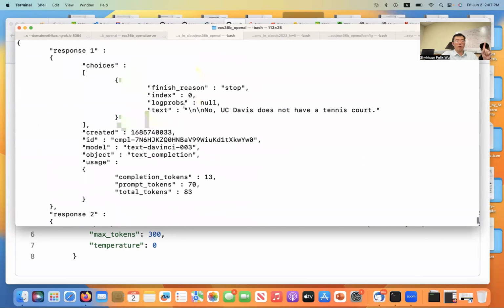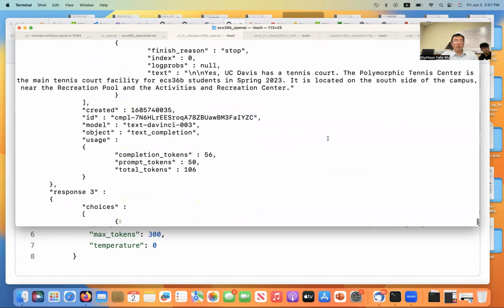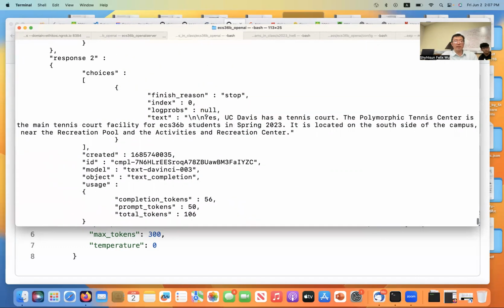What is response number one? Response number one says, no, UC Davis does not have a tennis court. And response two says that, yes, UC Davis has a tennis court. The polymorphic, whatever. So you actually see, it's interesting. Polymorphic tennis center is the main tennis court facility.